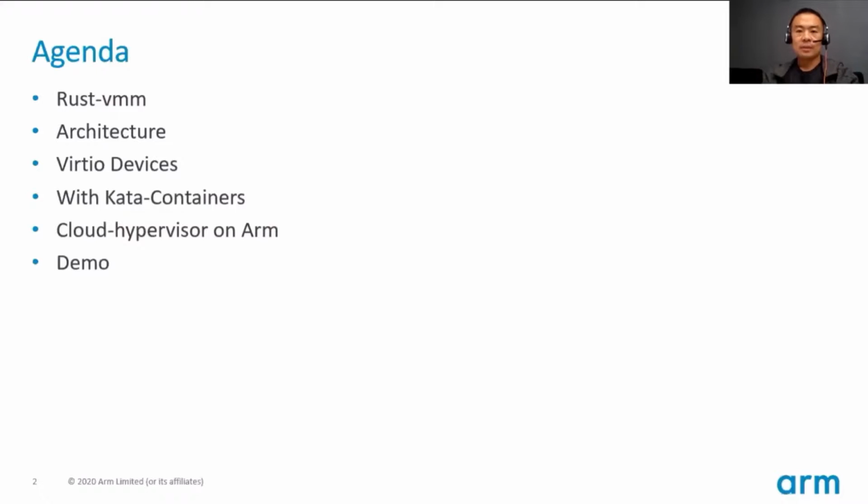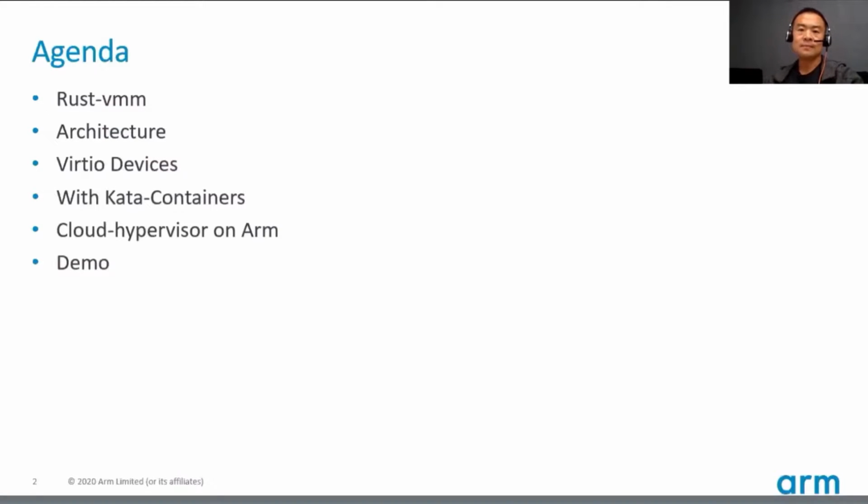In the first half of this presentation, I will introduce the development of Rust-based virtual machine monitors and Rust VMM, the architecture of CloudHypervisor, the virtual I/O devices of it, and how it works with Kata containers. After that, I will hand over to Henry, who will continue to talk about the progress of CloudHypervisor on ARM and make a live demo to show how everything works.